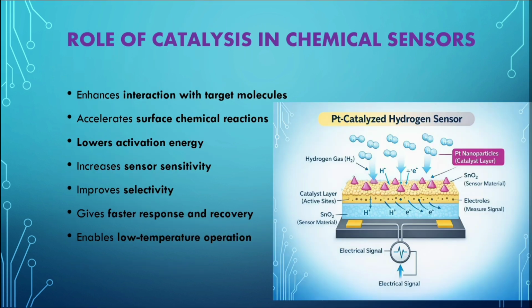Role of catalysis in chemical sensors. Catalysis plays a key role in improving the performance of a chemical sensor. Catalytic materials enhance the interaction between the sensor surface and target molecules, making detection more effective. Catalysis accelerates surface chemical reactions and lowers the activation energy, which leads to higher sensor sensitivity and selectivity.